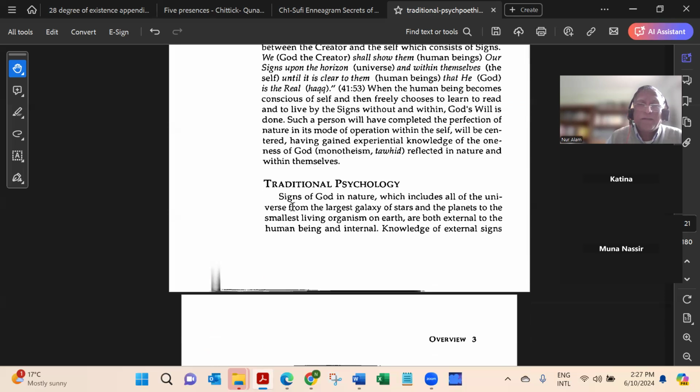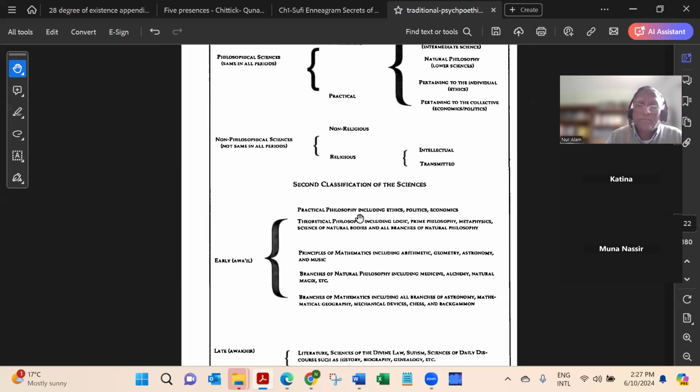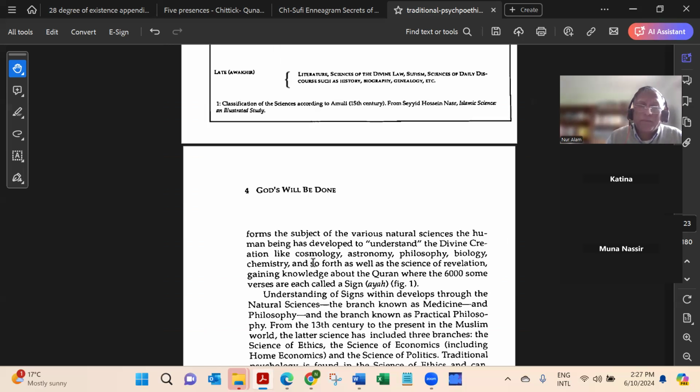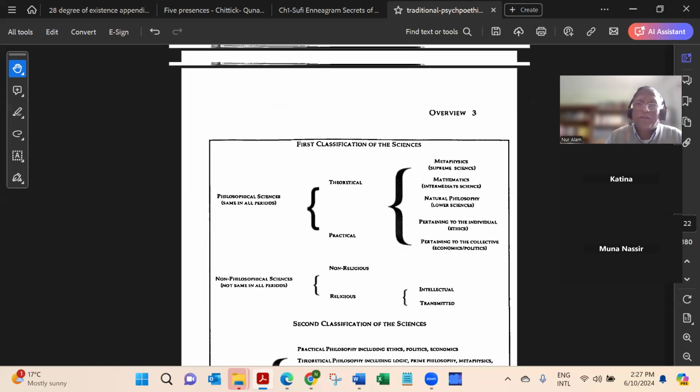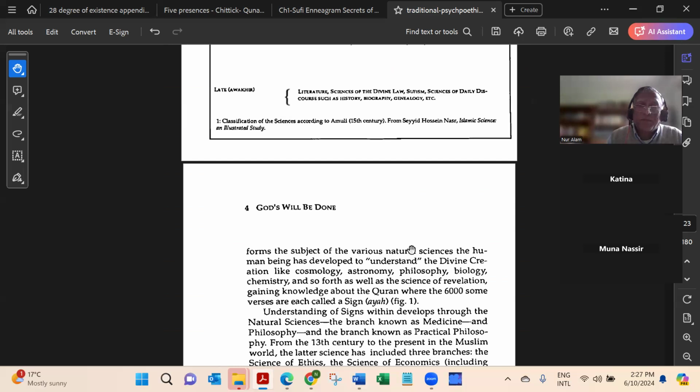So now, would you mind reading the next part, this traditional psychology? Of course. Traditional psychology, science of God in nature, which includes all the universe from the largest galaxy of stars and planets to the smallest living organism on Earth, are both external to the human being and internal. Knowledge of external science forms the subject of the various natural sciences.